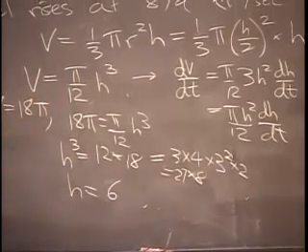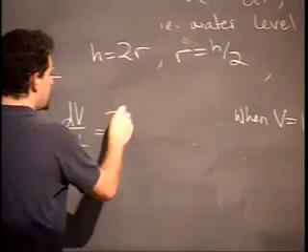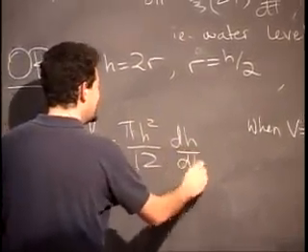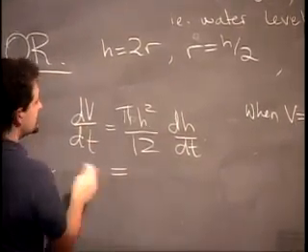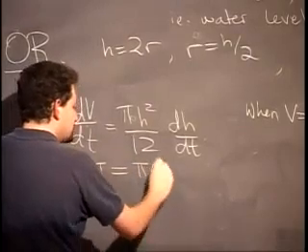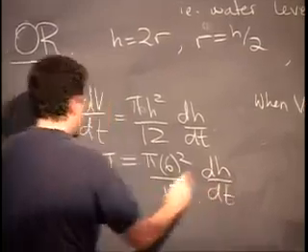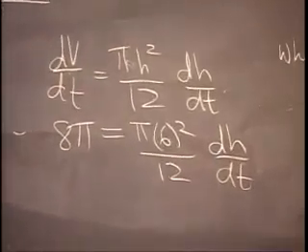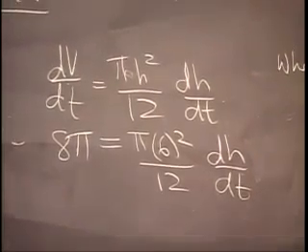That means I can come over to my equation for dV/dt, which is just on the right of the board there, which I believe in its correct form is pi h squared over 12 dh/dt. I know h equals 6, and I know dV/dt is 8 pi. So I get 8 pi is pi times 6 squared over 12 dh/dt. And it's not right. It's just not right. Nothing is working out here.